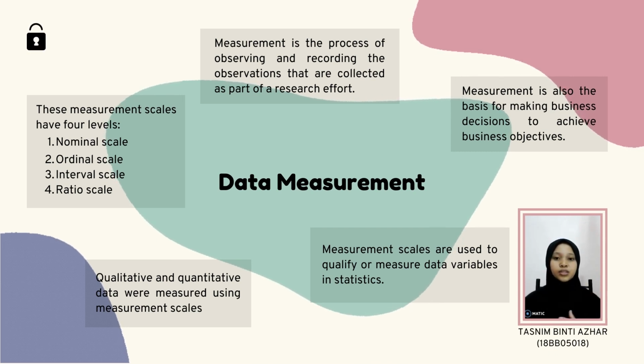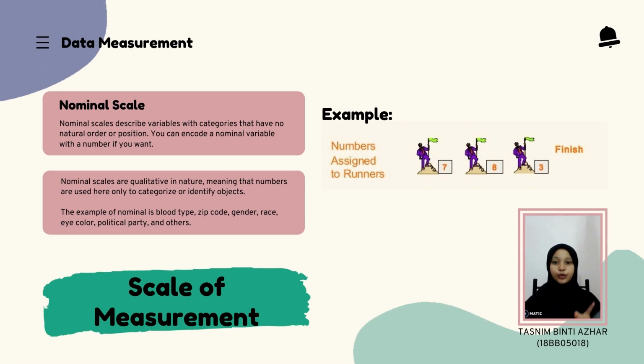Nominal and ordinal scales are used to measure qualitative data, while interval and ratio scales are used to measure quantitative data. Next, let's find out about the scales mentioned. The first scale is the nominal scale. A nominal scale describes variables with categories that have no natural order or position.